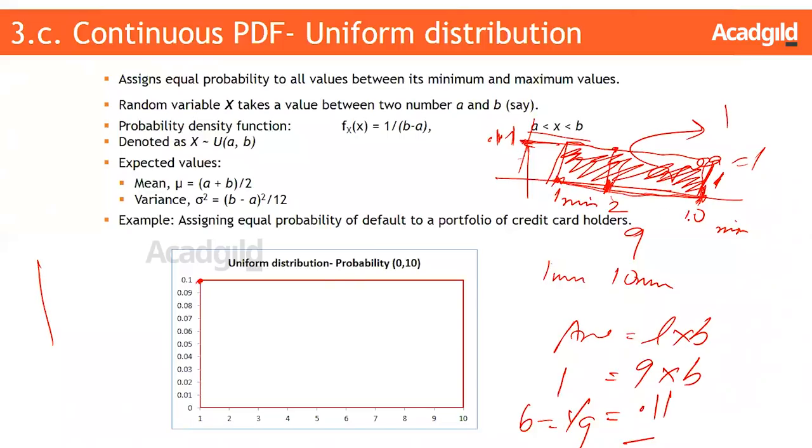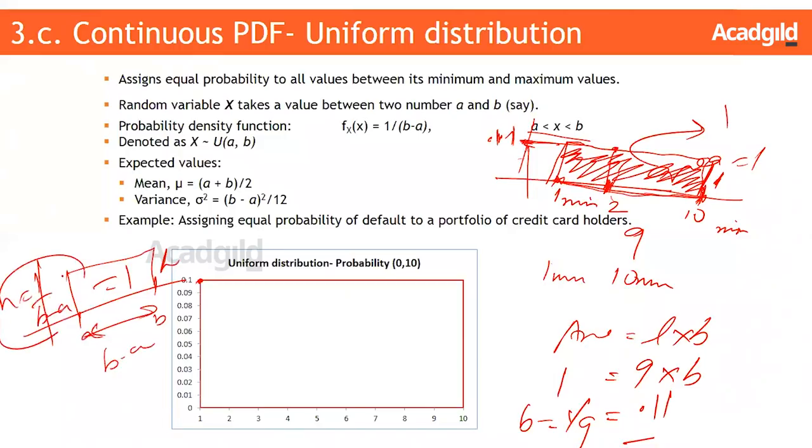What would this height be? If these limits are, say, the lower value is A and the upper value is B, then this length becomes B minus A. This area is equal to 1. So this height would be h equal to 1 by (b minus a). So the probability density function is always 1 upon (b minus a).